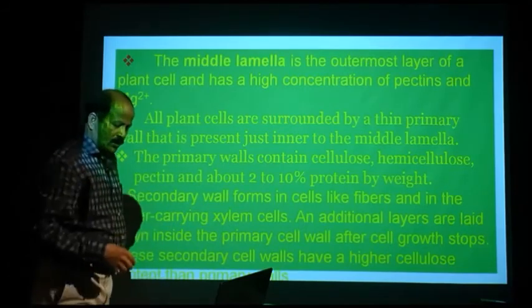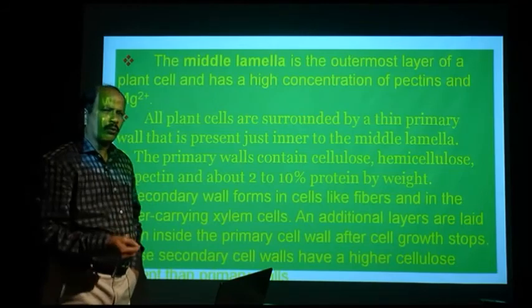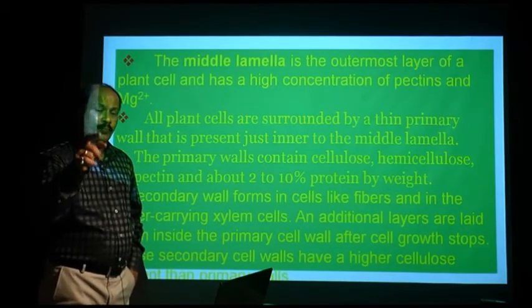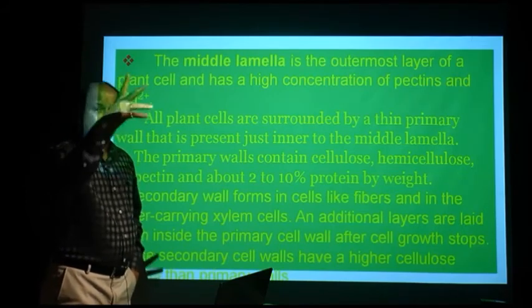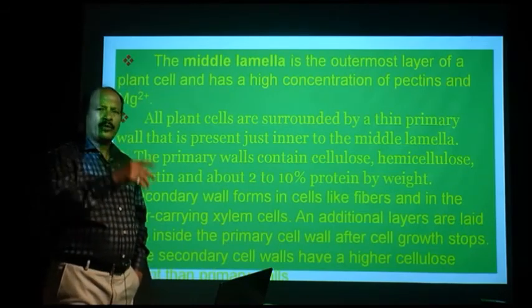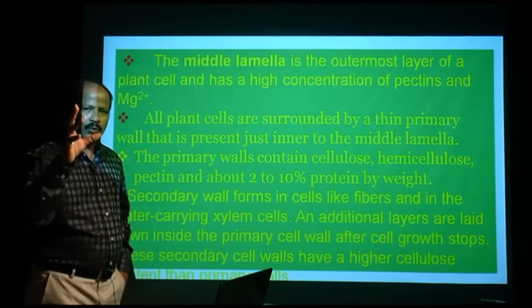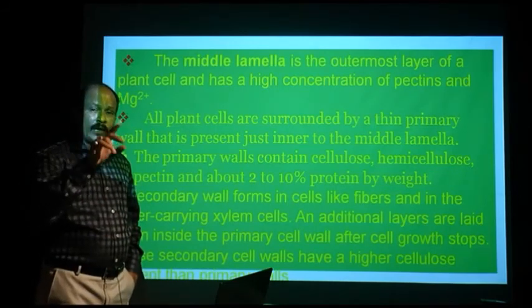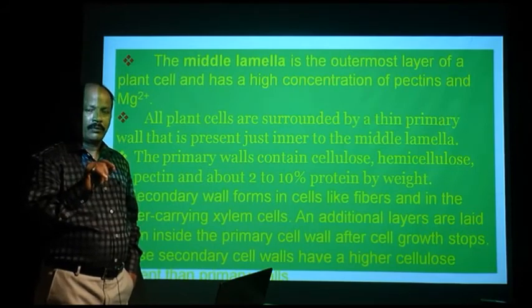Then inner to that is the primary wall. Why is it so called? As it forms first, primarily during cell division. So the primary wall develops first, that's why it is called the primary wall. Remember, primary wall, secondary wall.